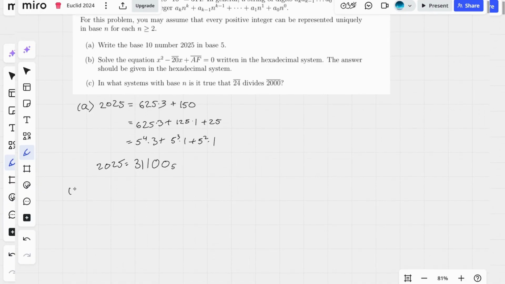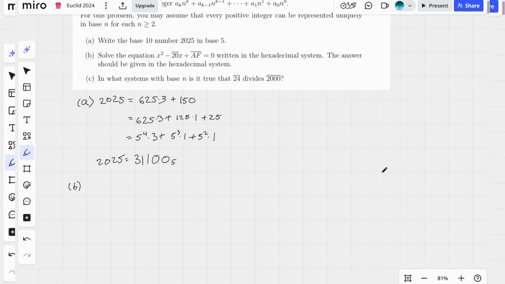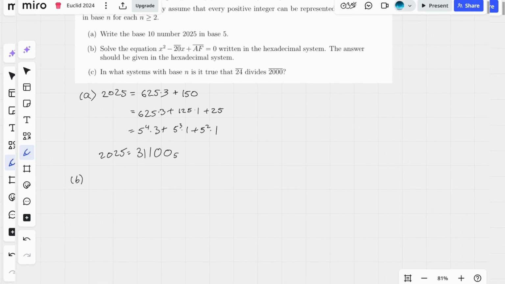Okay, part B. Solve the equation that is written in the hexadecimal system. The answer should be given in the hexadecimal system. So we can first convert this into decimal, right, which is base 10. So let's first assume that we have x, which is in decimal already. So we have x squared, and then we have 20 in base 16, which is equal to 2 times 16 plus 0, which is 32x. And then you have AF. So we can write that like over here.